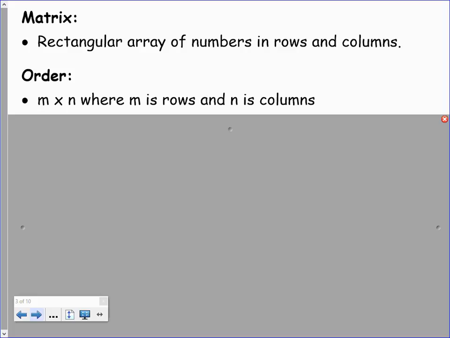Another way to think about order is the word dimension. Order names the number of rows by columns, and we abbreviate rows and columns M and N respectively. So we name the order M by N.